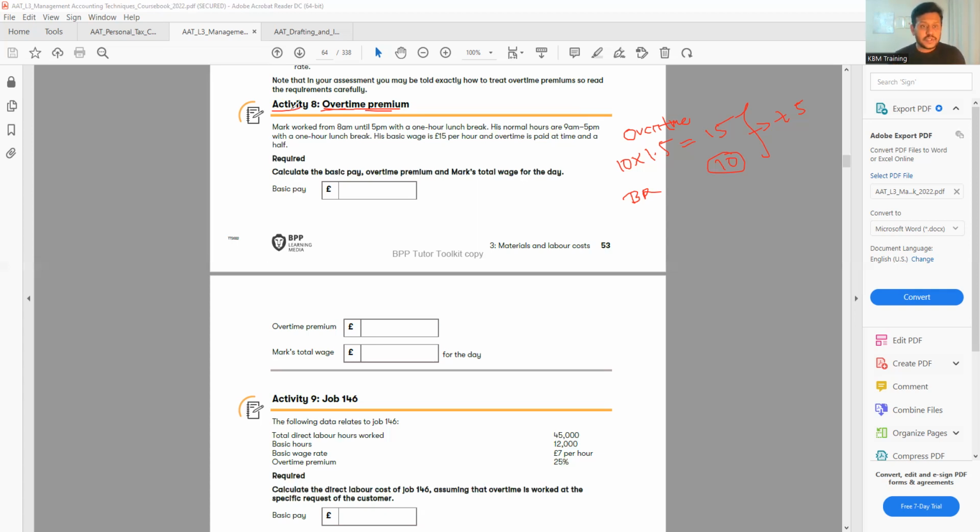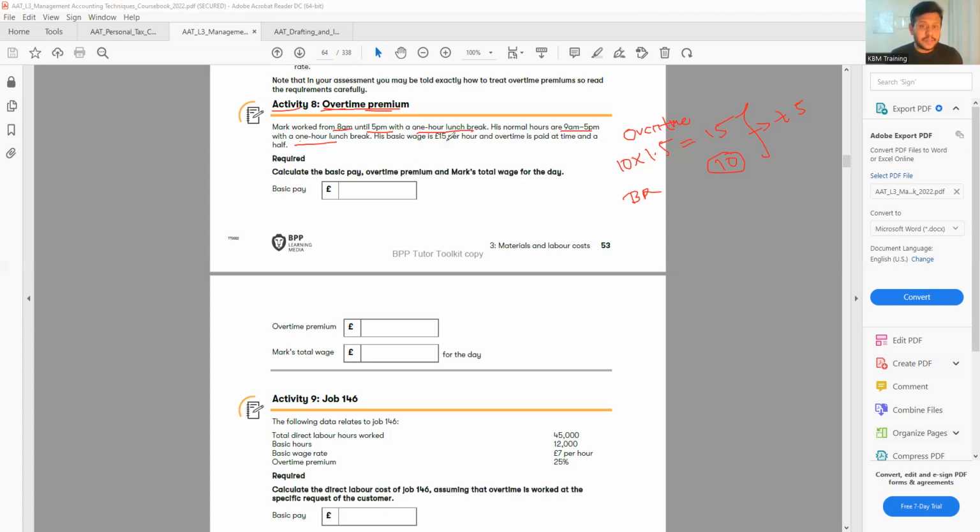Okay, let's try this question now. Activity 8 for the overtime premium. Mark worked from 8 a.m. till 5 p.m., so he worked from 8 to 5 with 1 hour lunch break. His normal working hours are 9 to 5. So every day he normally worked 9 to 5, but one day he worked 8 to 5. The 1 hour lunch break is always there. Normally the lunch break is unpaid, so do not consider the lunch break hour.